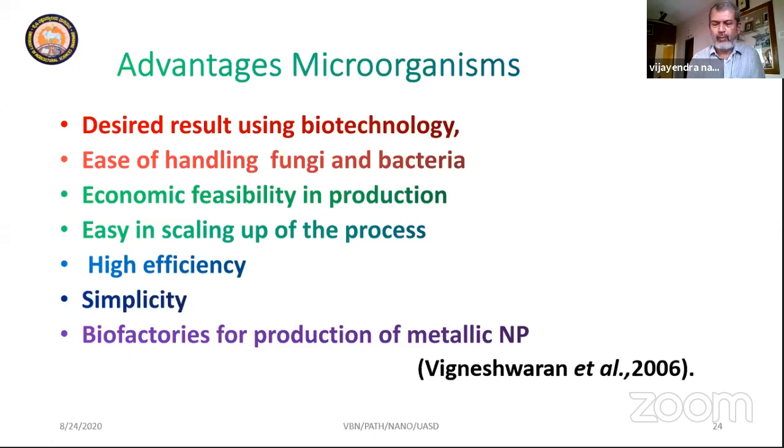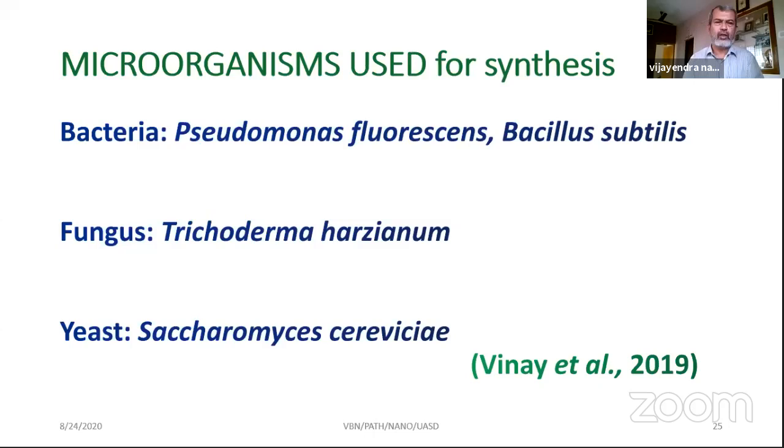So with reference to microorganisms, what we use, Vinay, one of my good friends and students, worked in relation to chitosan-based ones, but he used bacteria, that is Pseudomonas fluorescens and Bacillus subtilis, the fungus Trichoderma harzianum, and yeast Saccharomyces cerevisiae. So what he has done, he selected them from the natural field, identified them with molecular characteristics, then used the extract for the synthesis of different kinds of nanoparticles.